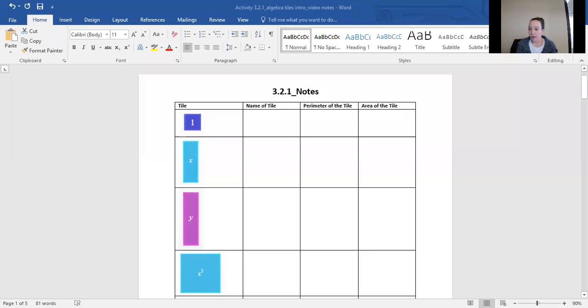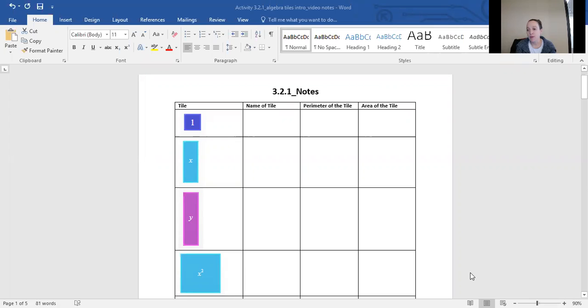Algebra 1. Welcome back to Chapter 3. You have just finished exponents, and what we're going to be working on in the next part of Chapter 3 are algebra tiles. So you should have in front of you your 3.2.1 notes. If you don't have them, it's okay. You can make something that looks just like this using a blank piece of paper. You will eventually be scanning this and uploading it to your math folder, so make sure this looks nice and neat and you're ready to go.